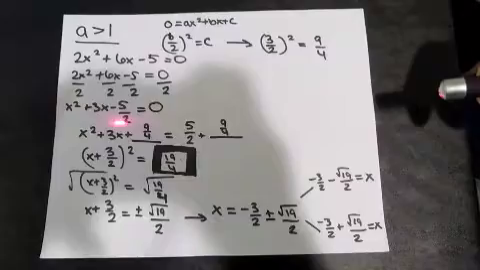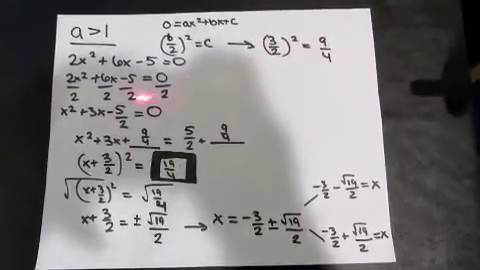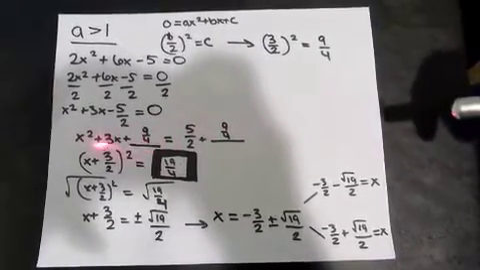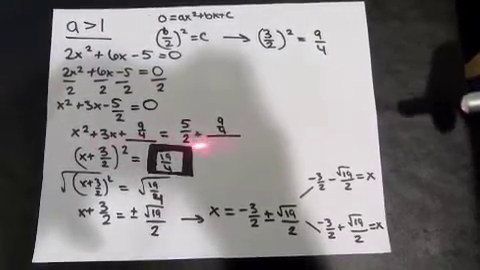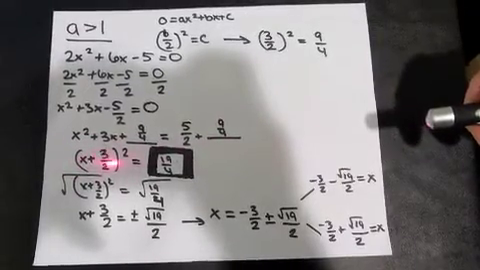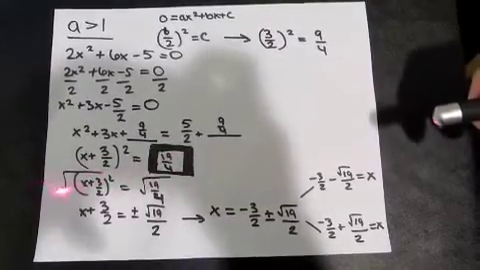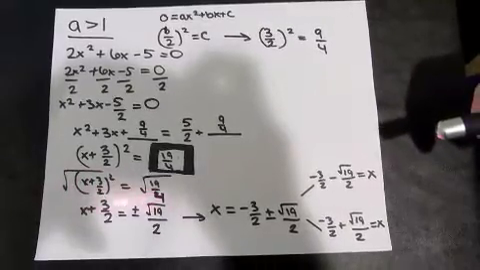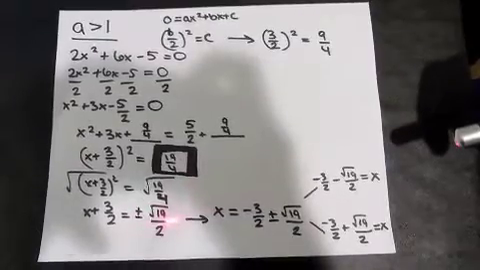In this case, 3 is my b, so 3 divided by 2 squared equals 9 over 4, and I add that to both sides of my equal sign. Therefore, my new equation becomes x squared plus 3x plus 9 over 4 equals 19 over 4. That is the same thing as saying x plus 3 over 2 squared equals 19 over 4, and in order to get rid of the square, I square root this, and I end up having x plus 3 over 2 equals plus or minus the square root of 19 over 2.